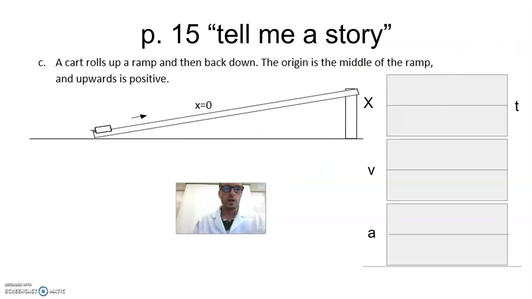All right, let's look at this one just for some fun, and we'll wrap up our lesson today with this. Our cart rolls up the ramp and then back down. The origin is the middle of the ramp, so they want x equals 0 to be here, and up is positive, and that means that this way is positive. Let's go ahead and unpack this. All right, so that means we start at a position of negative x over here, and we go up to a position of some positive x.